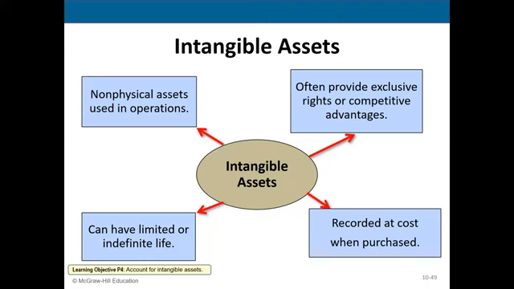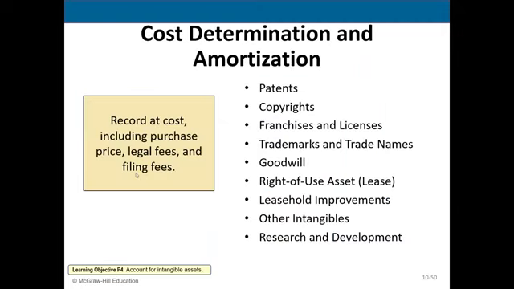We have limited or indefinite use on these intangible assets, and they often provide exclusive rights. Patents, copyrights, franchises, trademarks, goodwill, a lease agreement, leasehold improvements, other intangibles, and research and development. These are all examples of intangibles, and they also represent the cost of determination and amortization. We record them at cost, including the purchase price plus legal fees plus filing fees, etc., just like we do with any other asset.